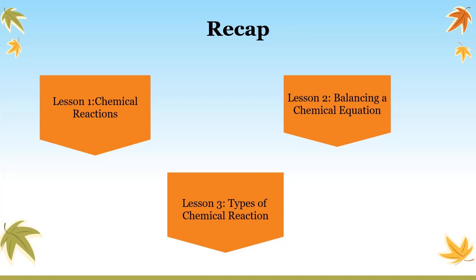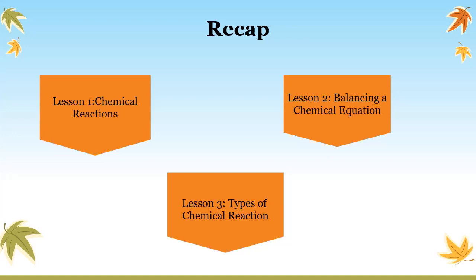Then in lesson number 2, we studied how to write a chemical equation. We studied how we can represent a chemical equation, and what the rules are for balancing a chemical equation. Then we studied the stepwise method, step number 1, step number 2 and step number 3, in which we can balance our chemical equation.